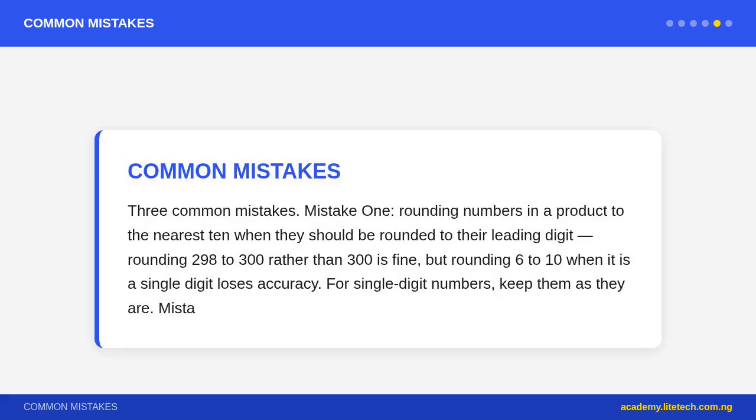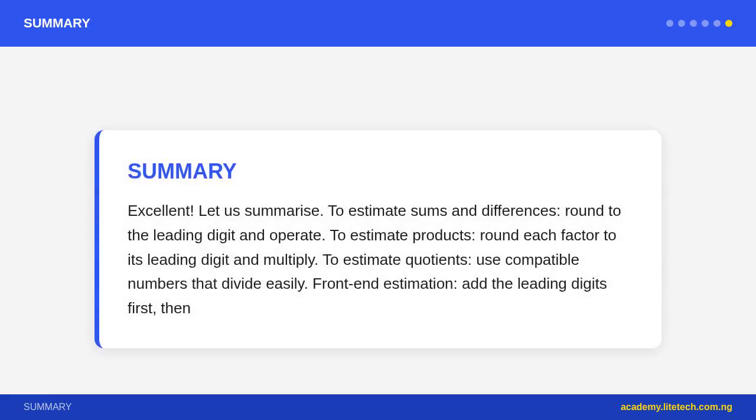Excellent. Let us summarize. To estimate sums and differences, round to the leading digit and operate. To estimate products, round each factor to its leading digit and multiply. To estimate quotients, use compatible numbers that divide easily. Front-end estimation: add the leading digit first, then adjust for the remaining portion. Always compare your estimate with your exact answer. A large gap means you should recheck. In budgeting, round expenses up and income down for a conservative, safe estimate.